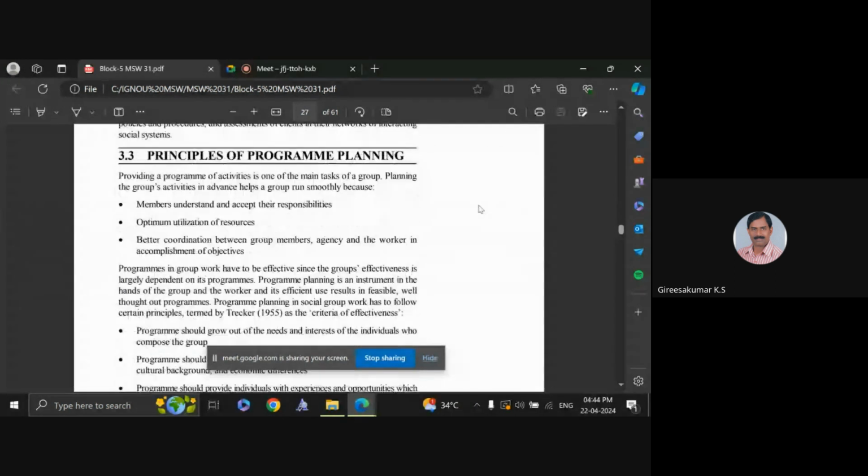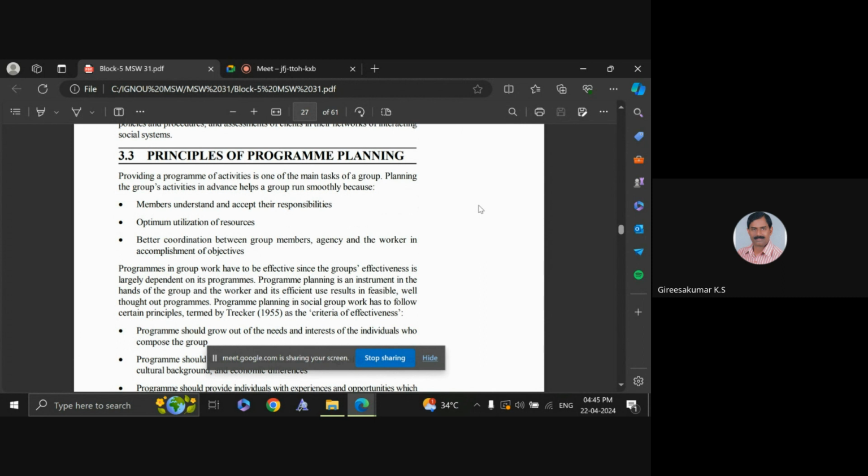Now we pass on to principles of program planning. When a program is planned, there are certain principles to be followed by social group work. Which are they? The group members must understand their responsibilities and accept them. Then resources will be there. They must utilize the resources for optimum utilization.